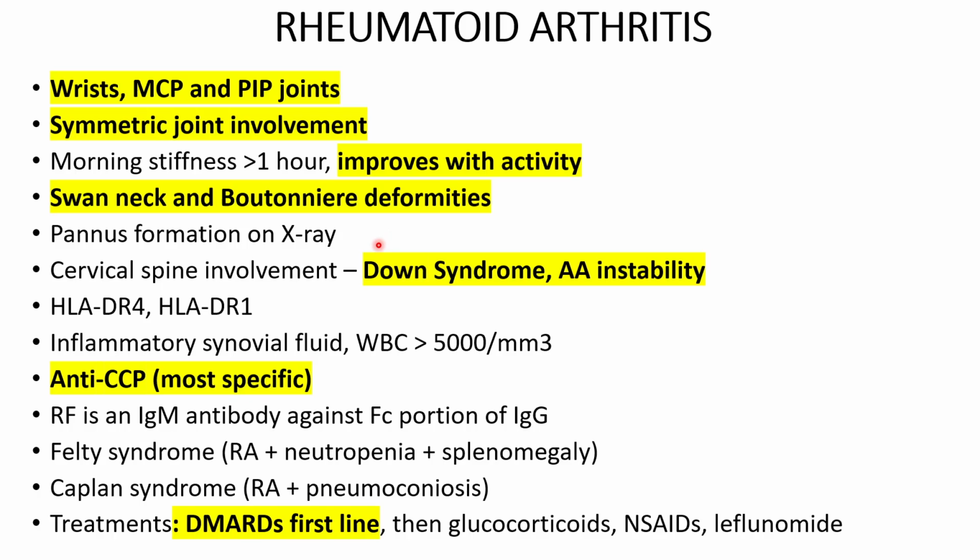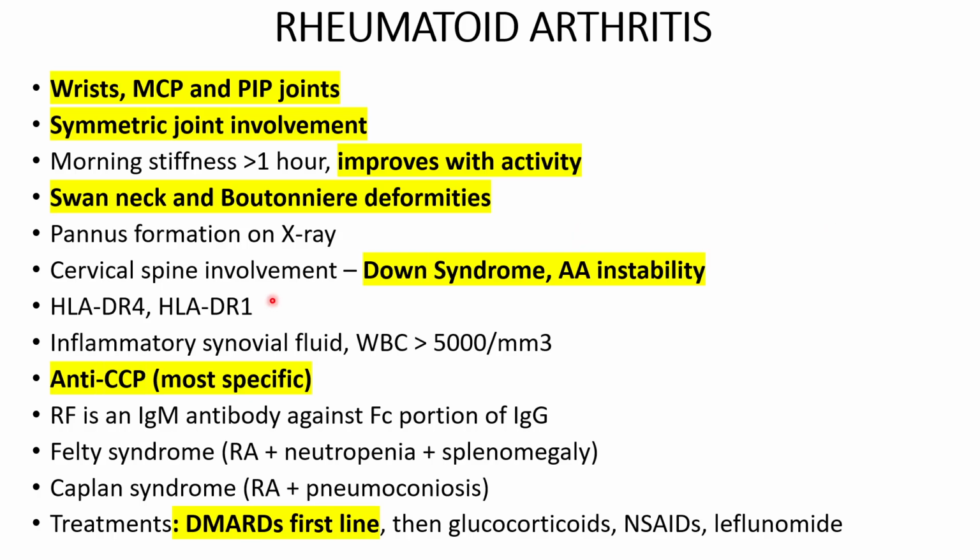In RA, you'll frequently see cervical spine involvement, and particularly children with Down syndrome are at increased risk of developing compression of the spinal cord called atlantoaxial instability, which is the atlas C1 over C2, the axis.